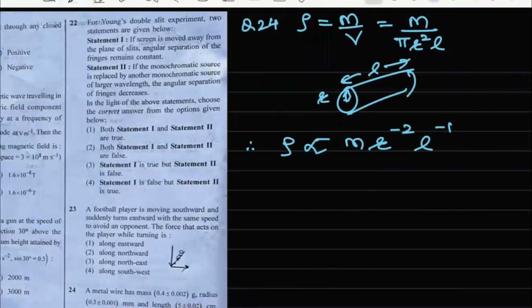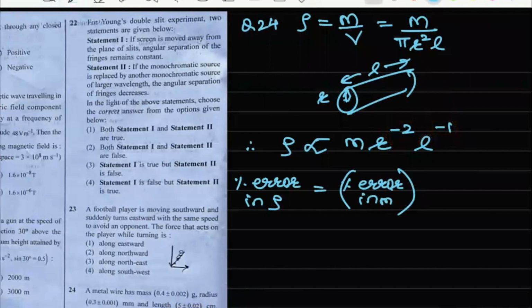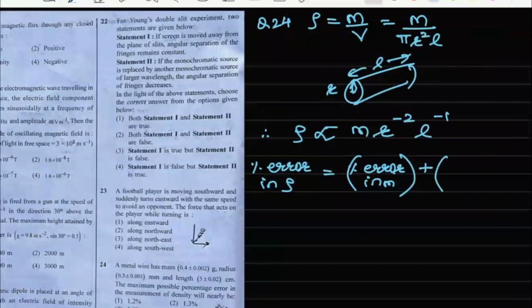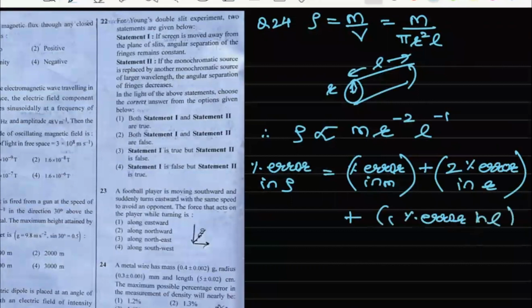So since we want percentage error, percentage error in rho is going to be percentage error in m. Now, although both the powers here are negative, if you want percentage error, you have to still consider positive power because errors are always additive in nature. So plus 2 times percentage error in radius plus 1 times percentage error in length. If this was percentage change, I would have taken the actual power. I would have written minus 2 and minus 1. But because this is error, not change, I will take positive numbers only.